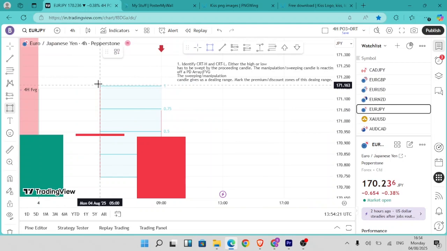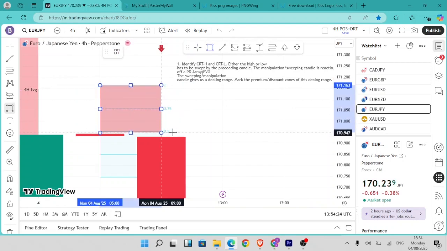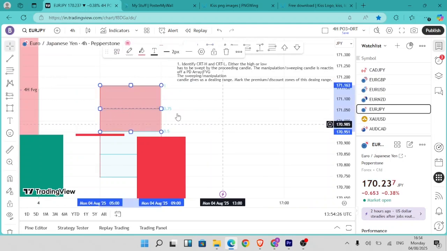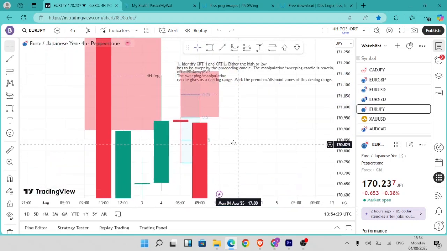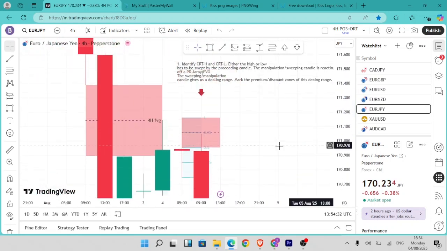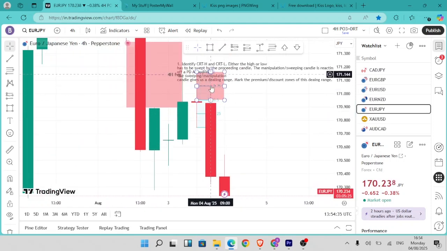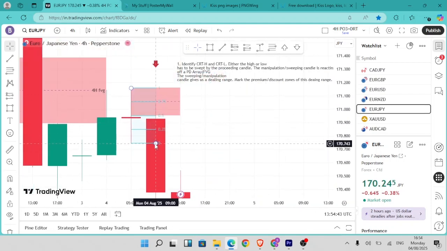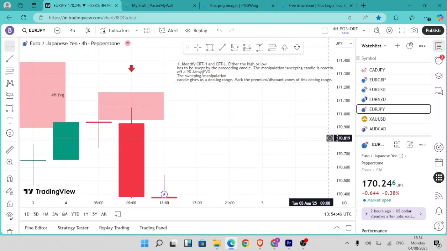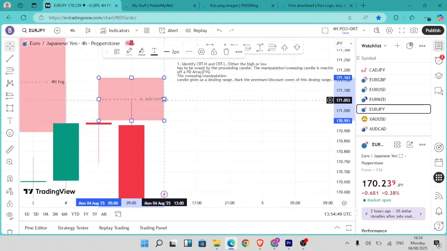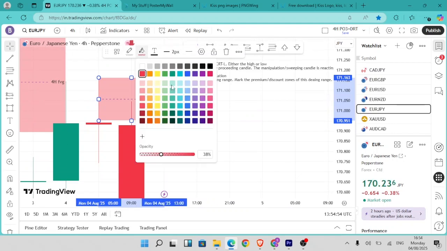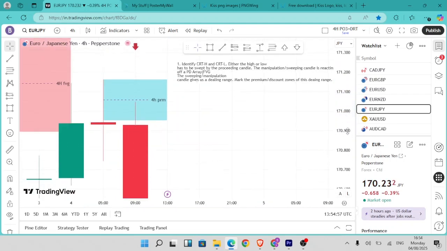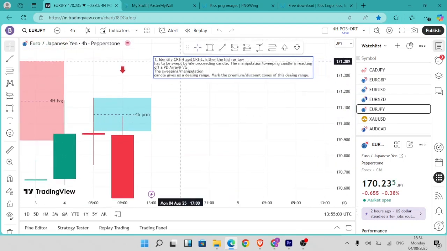And then we mark the premium of this dealing range. Why are we marking the premium? Because in this power of 3 or CRT high and CRT low, we are anticipating the next candle to open and come into this premium and then drop. So that is the completion of the first step. So this is the 4-hour premium. I'll give it a different color as well, like that.